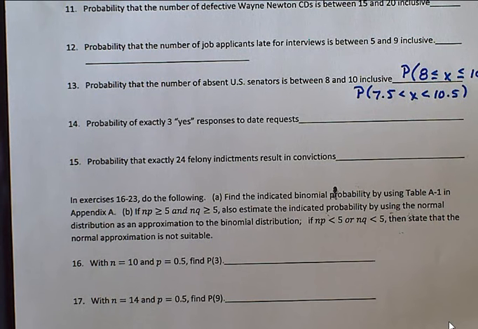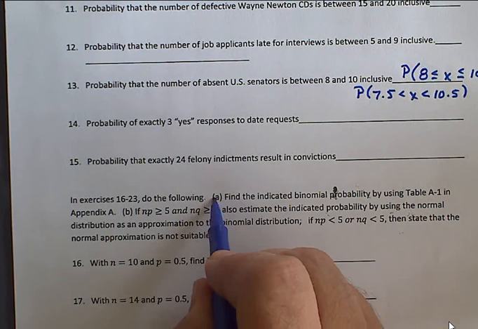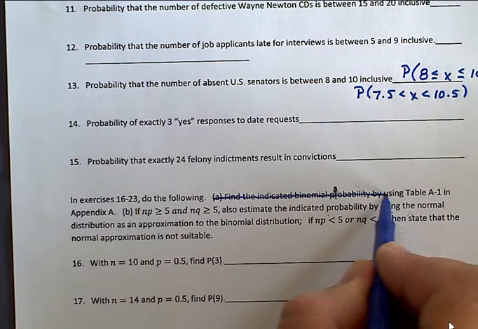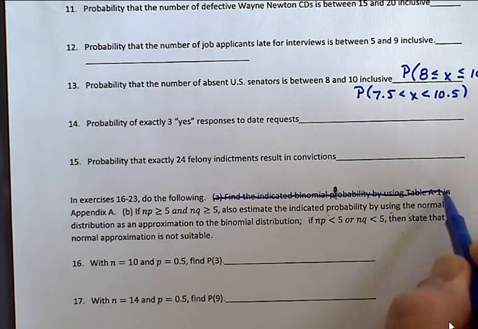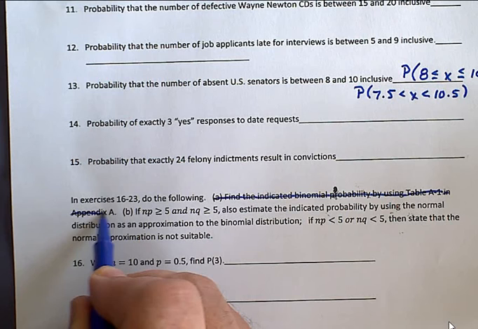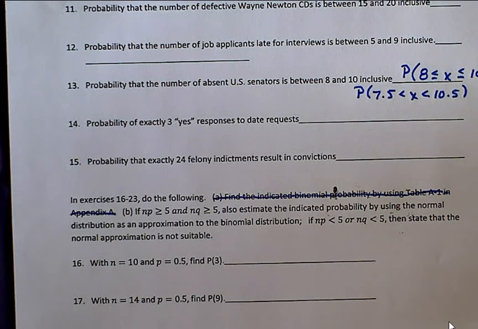16 through 23, you do not need to do Part A. Part A is saying that they wanted you to use that table, and I'm going to let you stay away from that. But Part B, you're going to test to see if it fits as a binomial distribution. So you're going to do N times P and N times Q and see if it fits. And once you do that, then we're going to find the probability based on that.